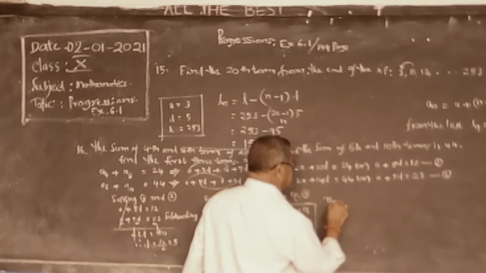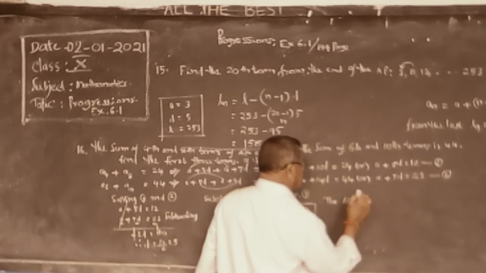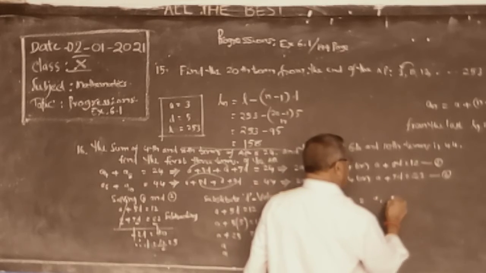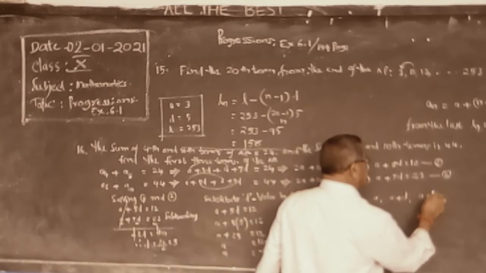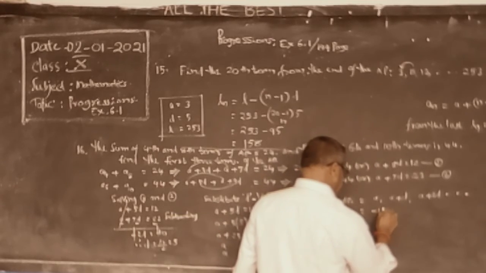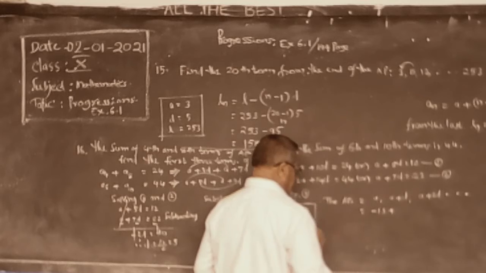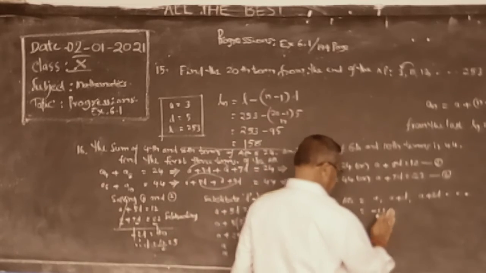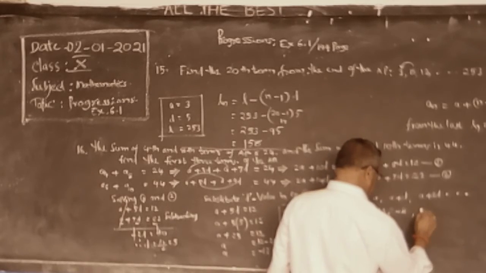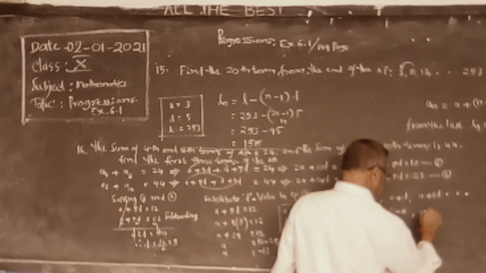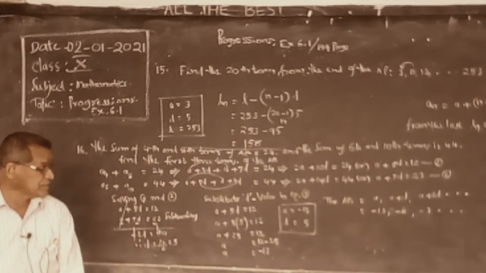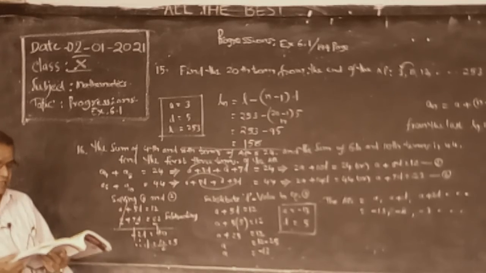The AP is first term A, then A plus D, A plus 2D, and so on. What is A? Minus 13. Add D, plus 5, so minus 8. Add plus 5, minus 3. So the first three terms are minus 13, minus 8, minus 3.